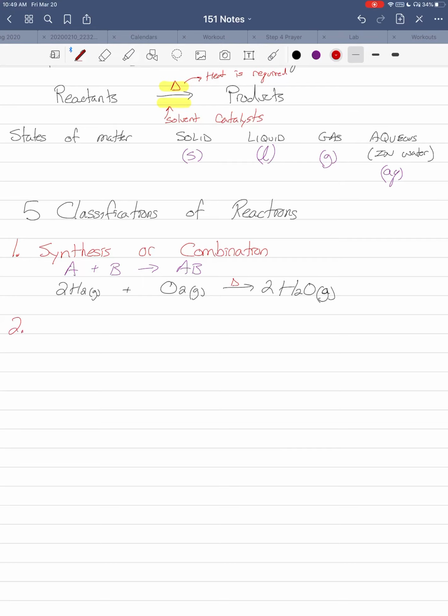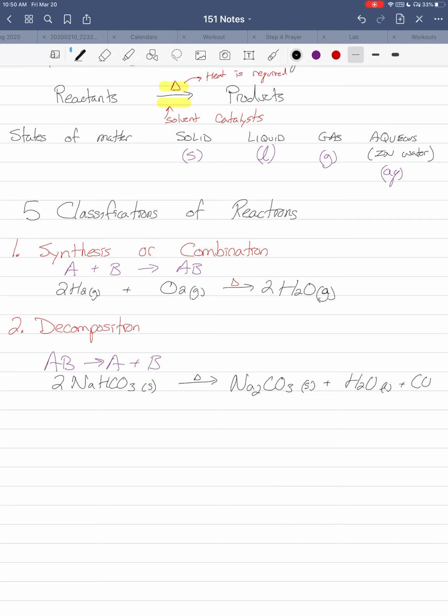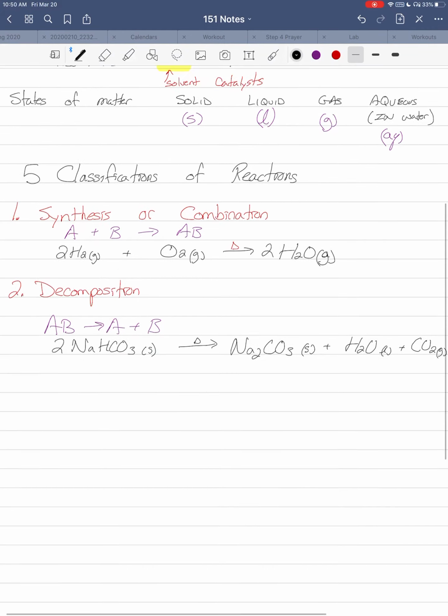The second one would be decomposition. That's the exact opposite of synthesis. Baking soda is a good example. Add some heat to some baking soda and it decomposes into sodium carbonate plus water plus CO2 gas. There you go. There's decomposition.